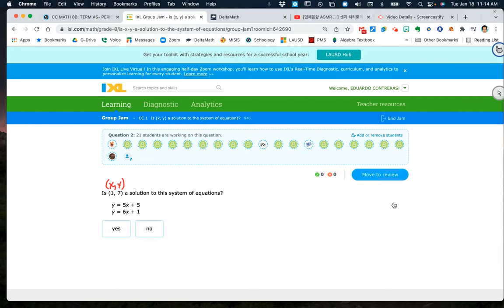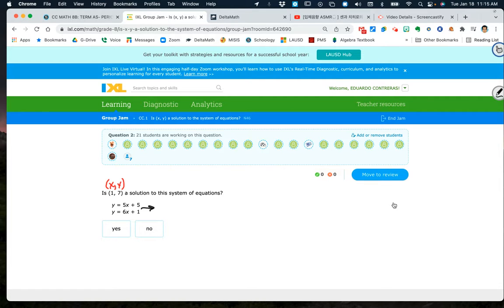So now we have the ordered pair (1, 7), and we want to see if it's a solution to this system of equations. So again, let's only work with the first equation, okay? Here we go. So we're going to replace y and x. My equation starts with y, right? It's y equals 5x plus 5. Make sure you write down both of them. And we're going to start working with the first one, and we're going to test (1, 7).